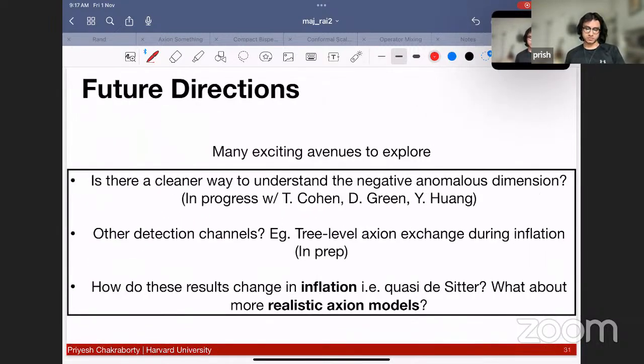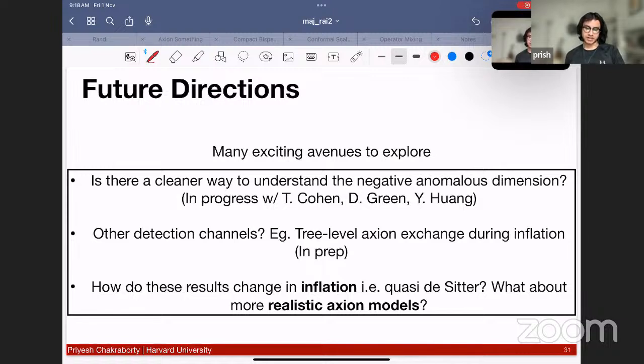Okay, so where do we go from this? As I said, you can see these oscillations in the anomalous dimension. But the way that we calculated them is rather opaque and makes some of the physics not as manifest. So, is there, for example, a cleaner way to understand why these oscillations are occurring, what is physically happening? There's some work in progress in this direction that I have ongoing with Tim Cohen, Dan Green, and Yuan Wang.